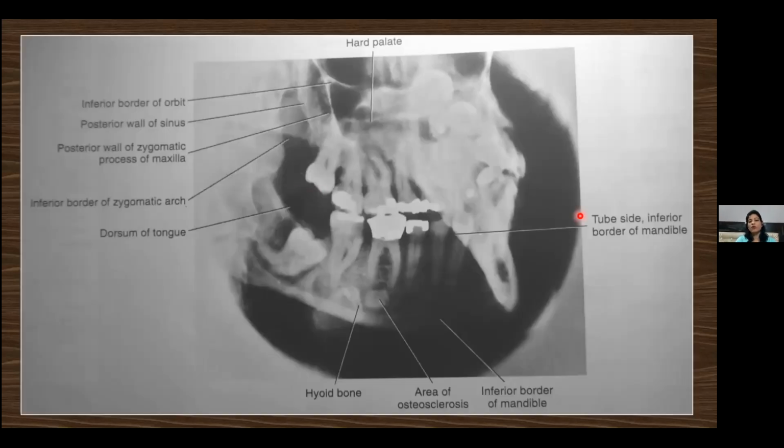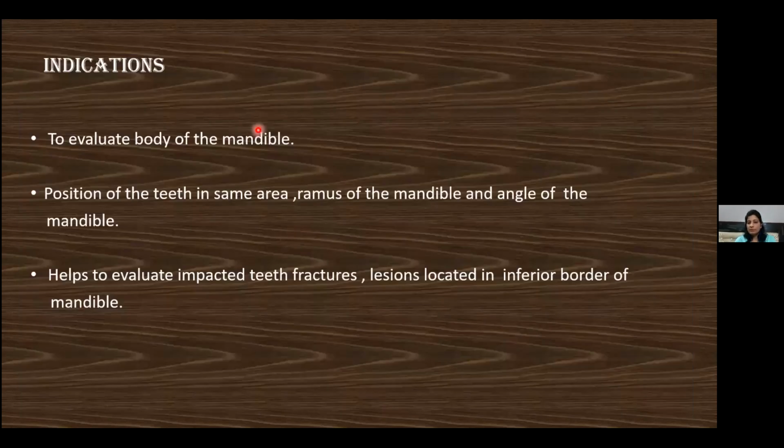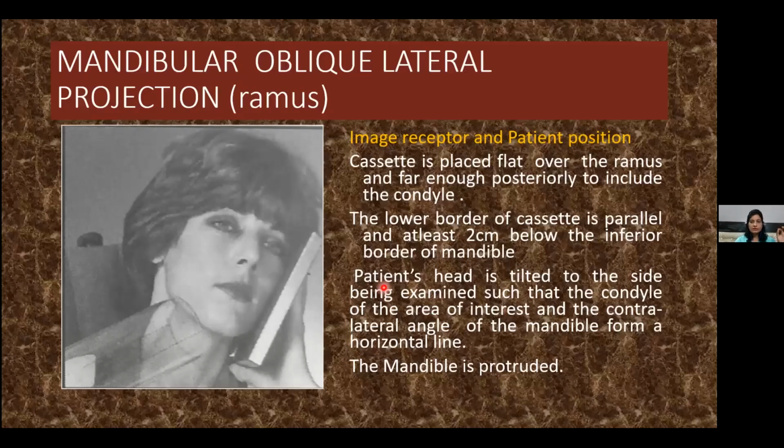Similarly, you have indications. So indications are same. Whatever you can see, anything which you can see here is the indication. Mandible body, teeth in that area, ramus, angle of the mandible, any impactions, any lesions, right? So that is there. This was body projection. You have a similar ramus projection. Everything is same. Positioning is same. Head is tilted 2 centimeters below the cassette, same side. Only thing is central X-ray.